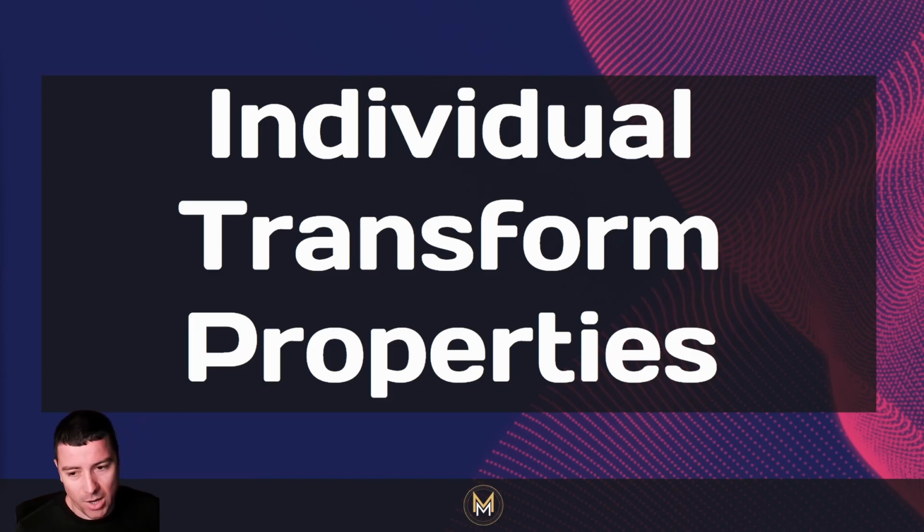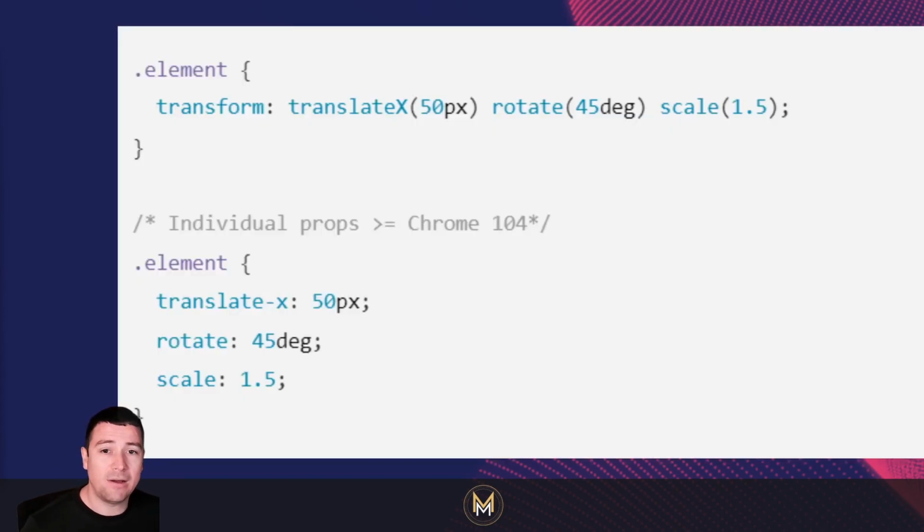Individual transform properties. This is a really cool feature. CSS now allows you to apply individual transform properties such as translate, rotate, and scale to an element. Now, this can make it easier to create complex animations and effects, because until now we would have an element and then the transform property, with its features like translate on the x-axis, rotate some degrees, and scale with some percentage. Now you can apply them individually to an element. You can use translate x and add some units to it, rotate with some degrees, and scale with some percentages.